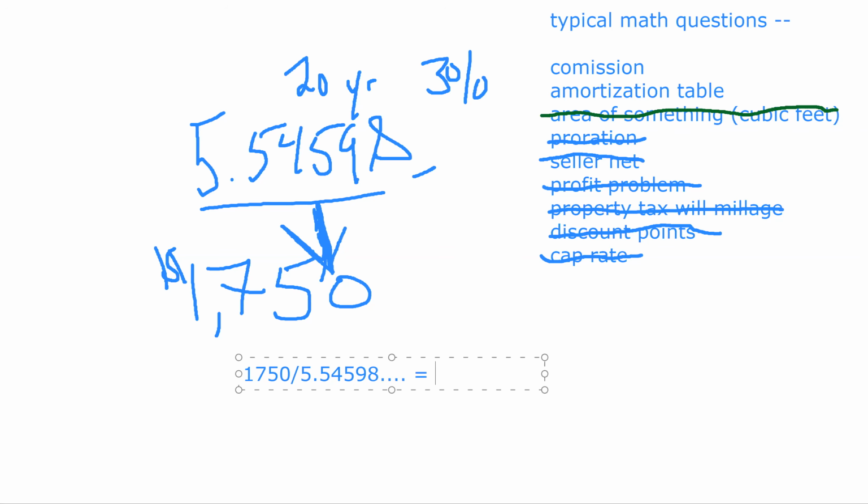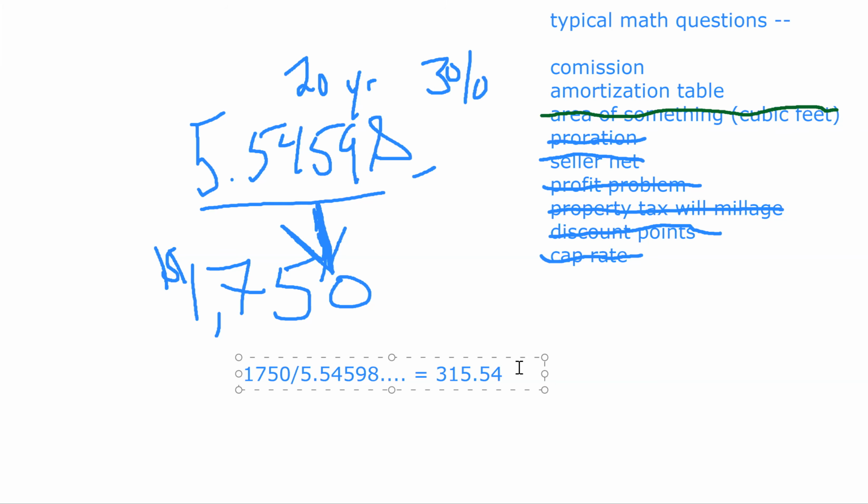We're going to take that monthly budget, divide it by 5.54598, and it's going to give us 315.54. So if you divide 1750 by 5.54598, be careful of those butterfingers. It'll get you every time.